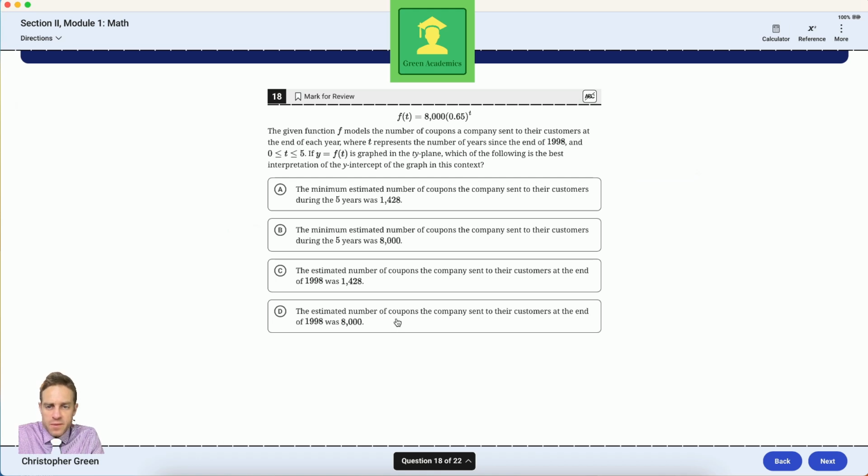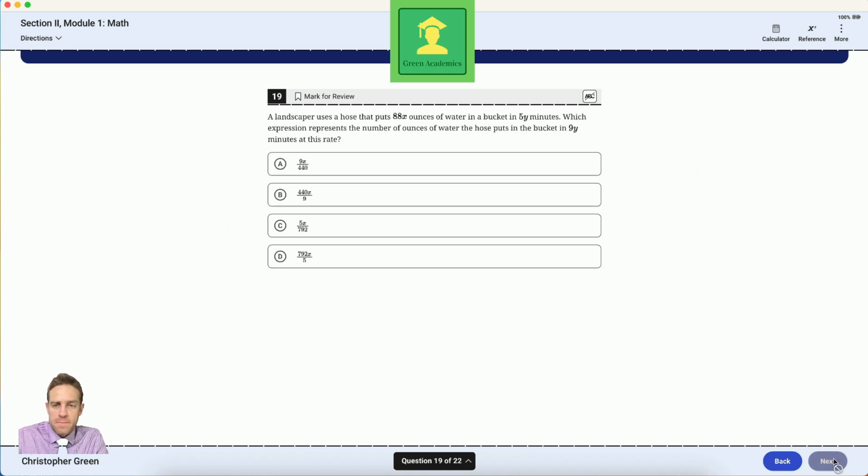Yeah, which simply is this. We can talk through why it's not the other answer choices. The minimum estimated, no. The minimum during, no. It's simply the starting point, which is D as in dog. You could also graph it on Desmos and see that f of 0 simply is 8,000, and in the context of this, that's the starting point.